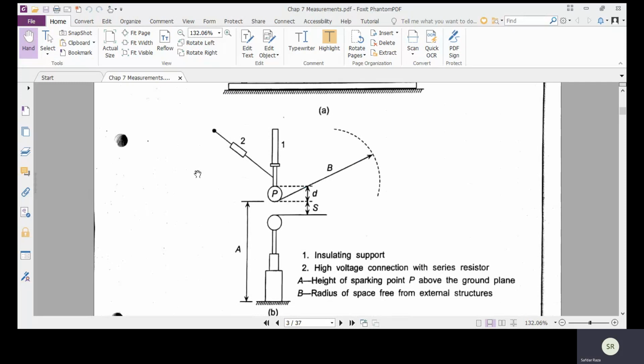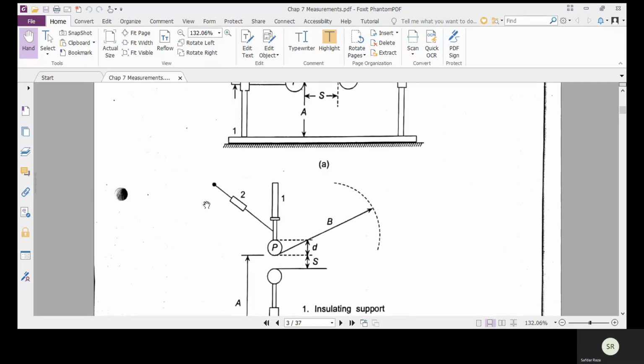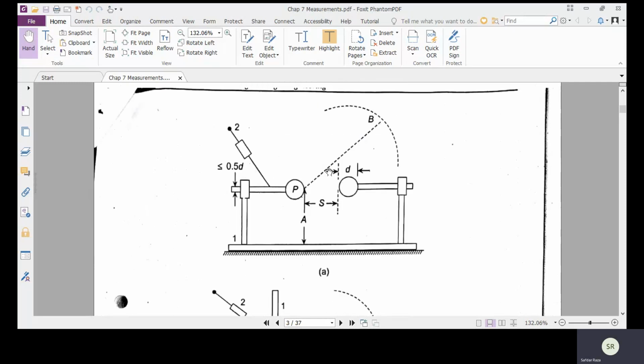The minimum clearance is dependent on the gap spacing. Now this clearance is basically dependent upon the value of S, that is, how much is the space between the two spheres.